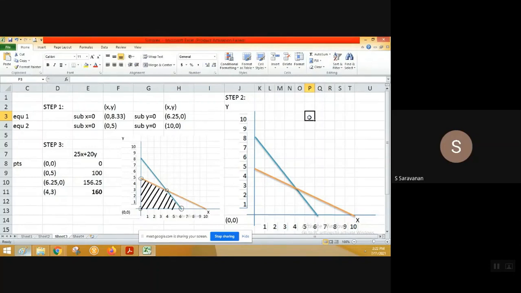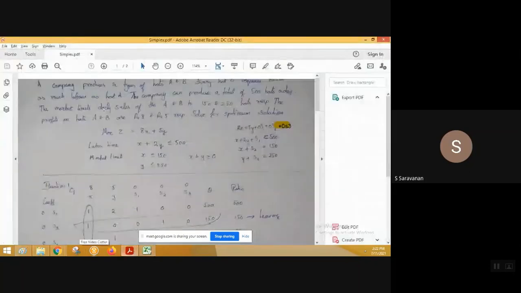Shall I solve one more problem? Yes, sir. Okay. So this problem we already solved last class. In the last session, we did it with the iteration method. The same problem, I will do it in the simplex graphical method here. So I think this is the question we had last session.